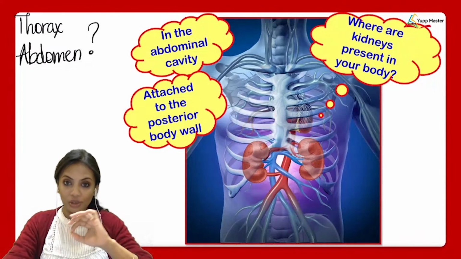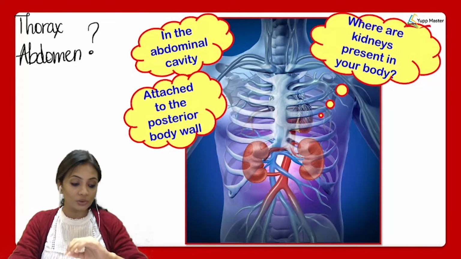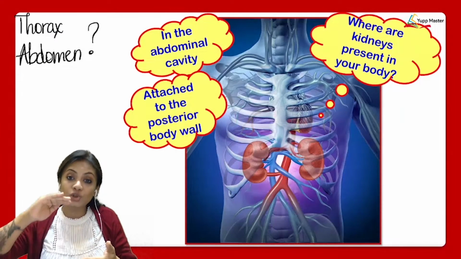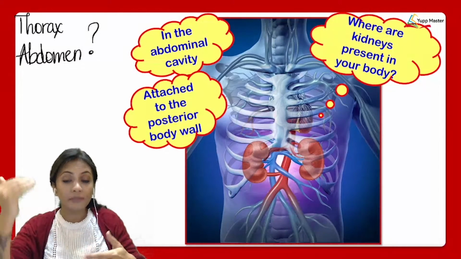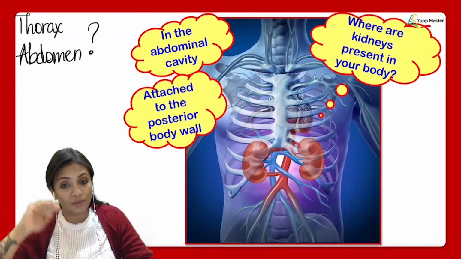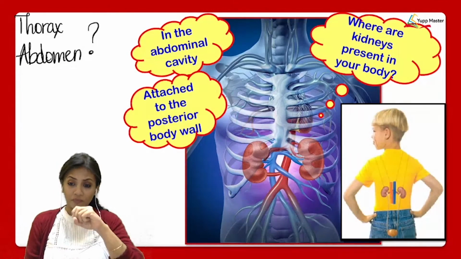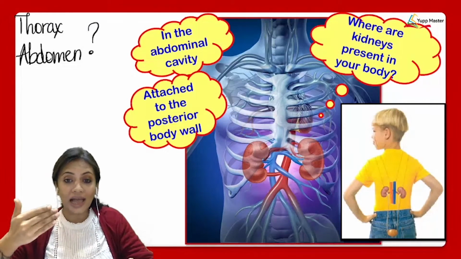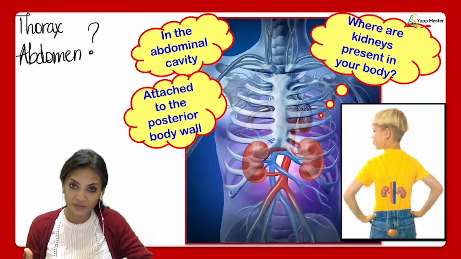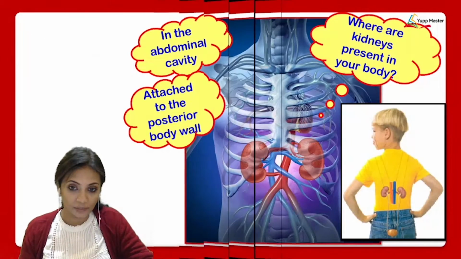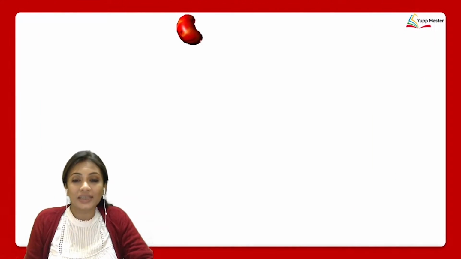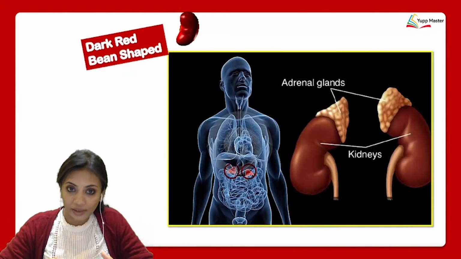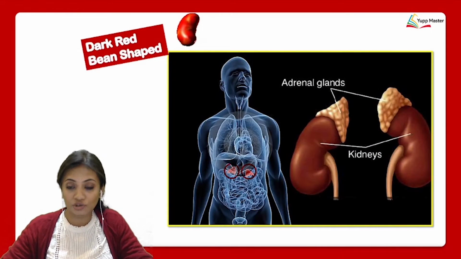Okay, not only in the abdominal cavity, we also need to know that the kidneys are placed, or rather they are attached to the posterior. Posterior means from behind. They are attached to the posterior body wall. Okay, so as you see in this diagram here, very clearly it's seen, kidneys are actually placed behind the digestive system, attached to the posterior body wall. All right. Now, seeing the size and shape of a kidney, we see that they are dark red and they are bean-shaped structures. All right.